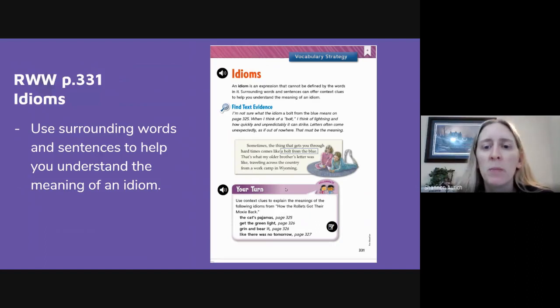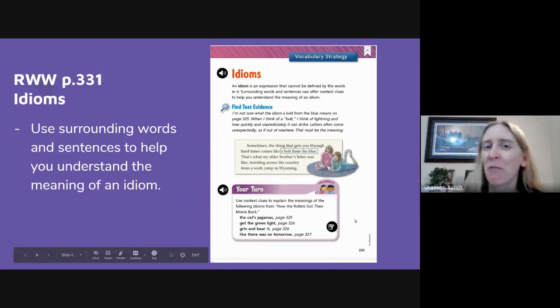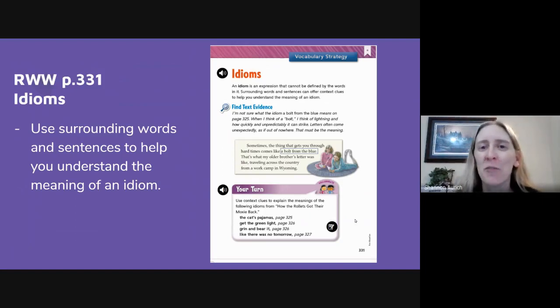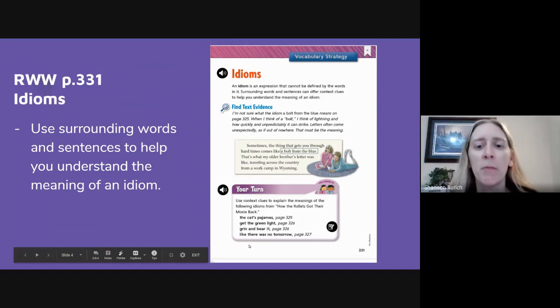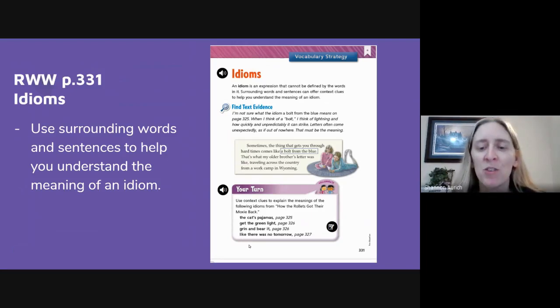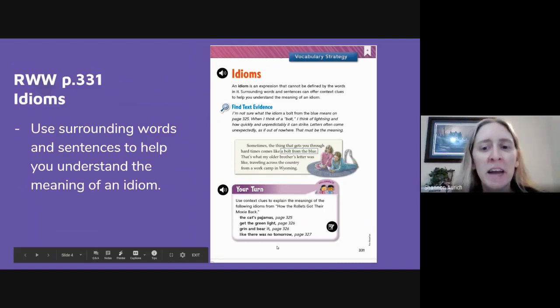Now down at the bottom of this page, your turn. I have a challenge for you. That's right. Some of you really like idioms, which I know some of you might. There are 1, 2, 3, 4 idioms at the bottom of the page. The cat's pajamas, which was used, and it gives you the page number. Get the green light, grin and bear it, and like there is no tomorrow.